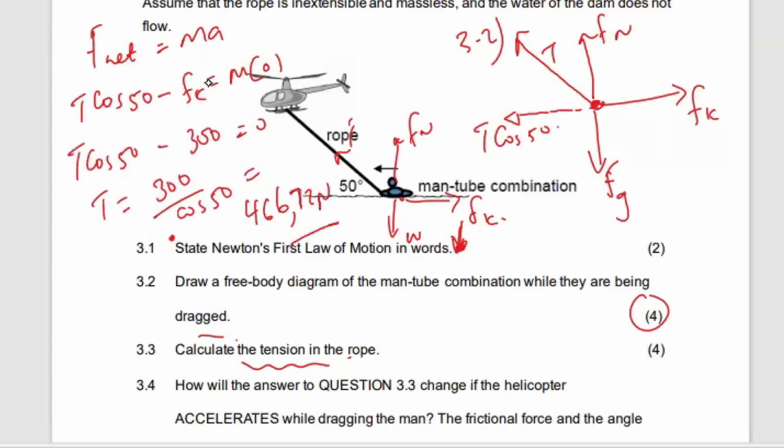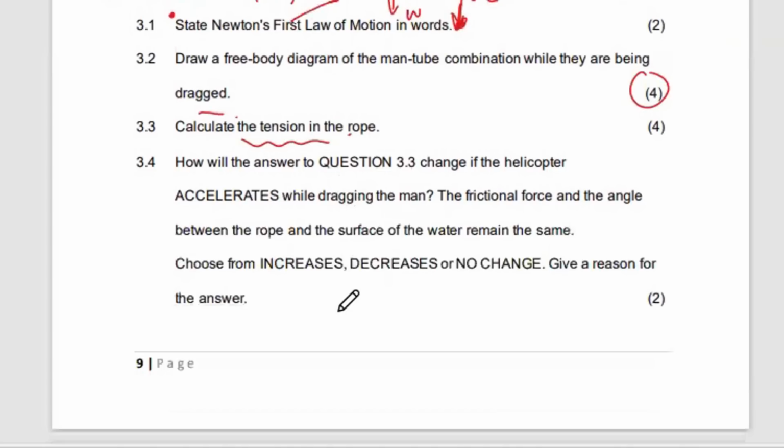For people that attempted this paper, just tell us, how did you approach this question? Because this is what I'm ending up with, 466.72 newtons. All right, then 3.4, how will the answer in 3.3 change if the helicopter accelerates while dragging the man?